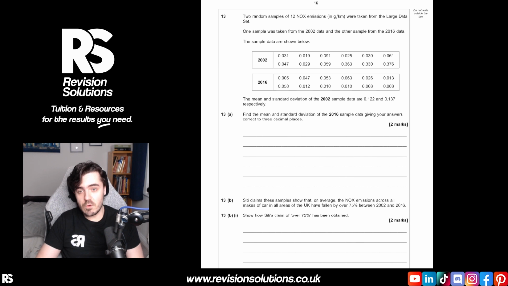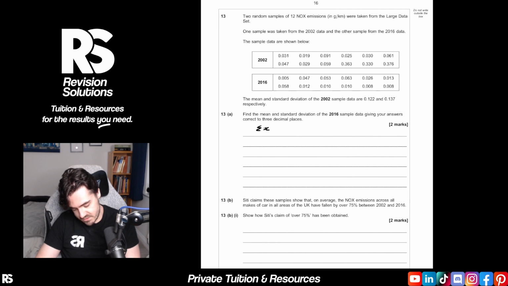So we just have to use the formulas for the mean and standard deviation. So the mean is just the sum of the data, so the sum of x over n. And if we use our calculator to calculate that, we'd get 0.026.